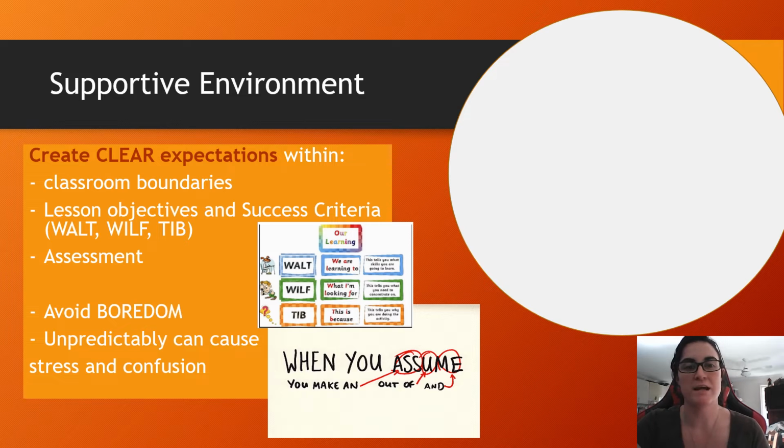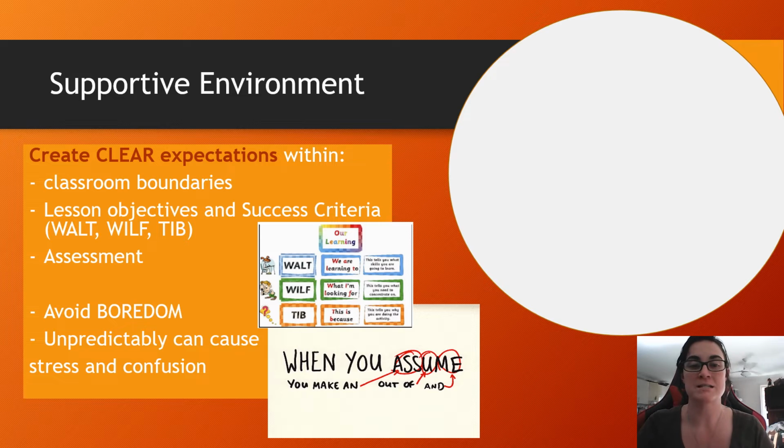We then also need to create a supportive environment. We need to create clear expectations within classroom boundaries, lesson objectives and success criteria, and within assessment. Students do well when they know what's expected of them and they know what's going to happen within the lesson. We cannot assume that the students will know what we're going to talk about or what's going to happen. I've got a great little quote for you that really helps to exemplify that.